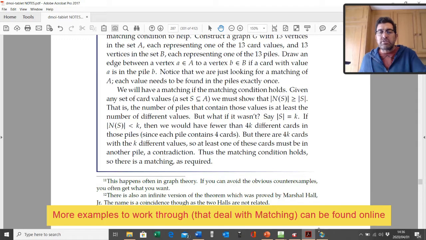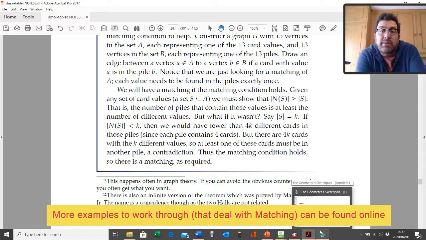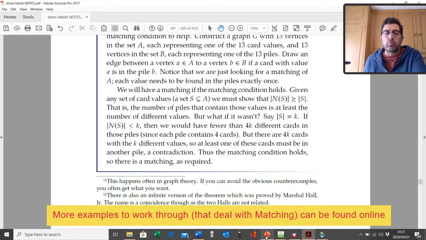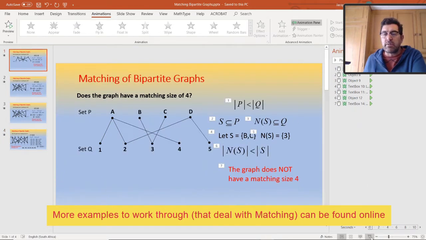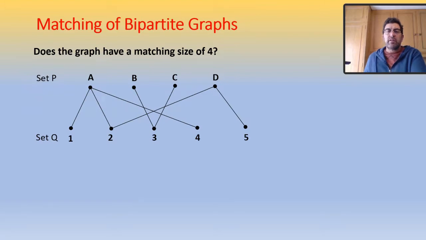Okay, I'm going to look at 1, 2, maybe 3 examples now where we work with our condition and see how it works. Okay, so let's have a look at my first example that I've got ready for you. The first one, we're looking at the matching of bipartite graphs. The question is, does the graph have a matching of size 4? Now remember, it will have a matching of size 4 if those conditions have been met.